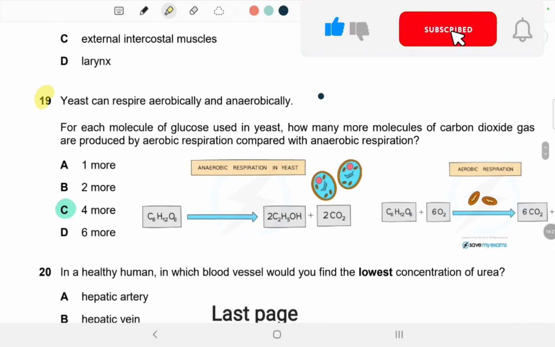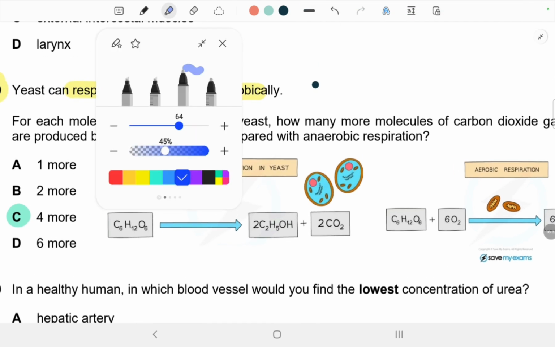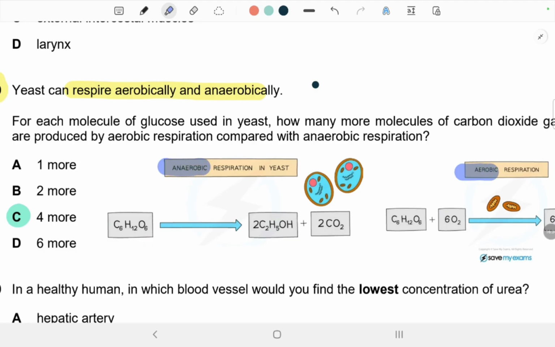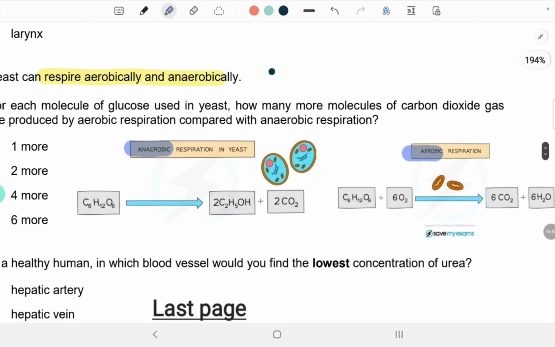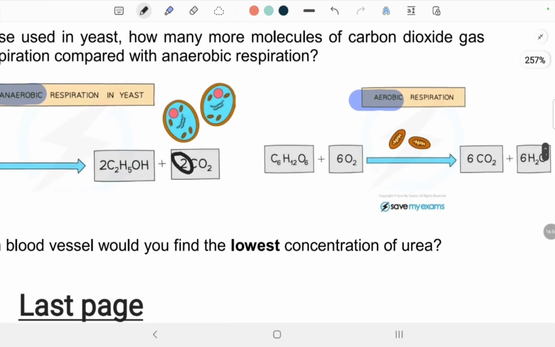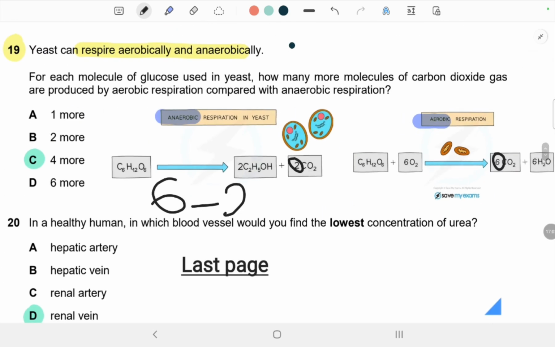Now, question number 19. Yeast can respire aerobically and anaerobically, and as you can see in the diagram I put for you here, there is anaerobic and there is aerobic respiration. For each molecule of glucose used in yeast, how many more molecules of carbon dioxide gas are produced by aerobic respiration compared with anaerobic respiration? So basically it will be 4 more. As you can see here, we have 2 carbon dioxide molecules in the anaerobic, and in the aerobic side we have 6 carbon dioxide molecules. So 6 minus 2 is equal to 4. So we have 4 more molecules on the aerobic respiration side.